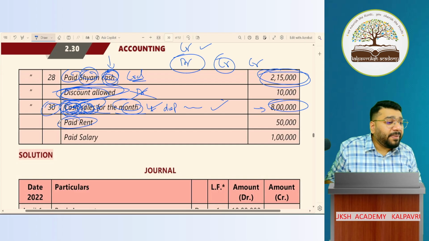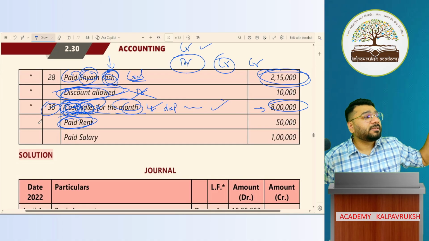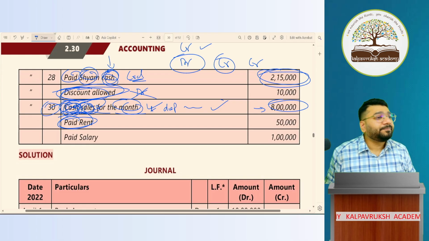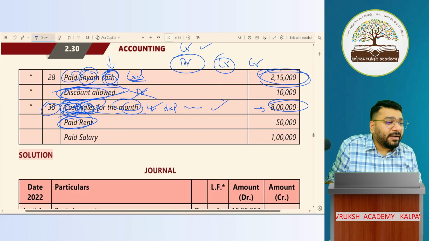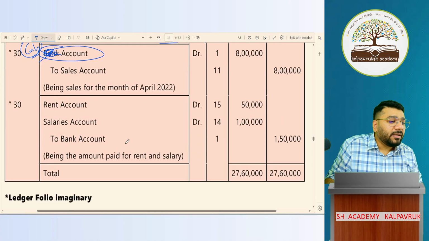Okay, now paid rent, nothing mentioned means bank. So what is the payment entry? Rent account debit to bank. Rent is an expense. To increase expenses, debit. Rent account debit to bank.